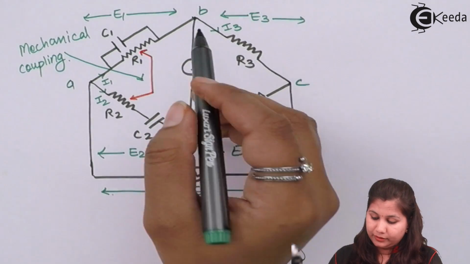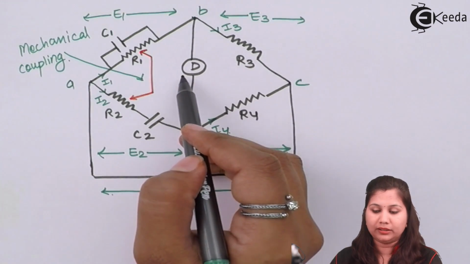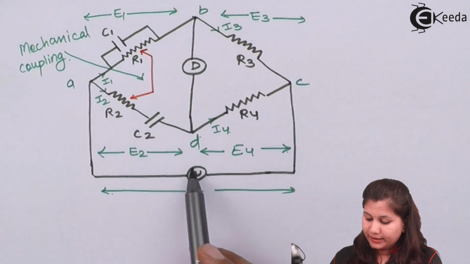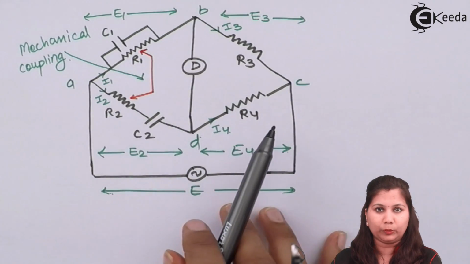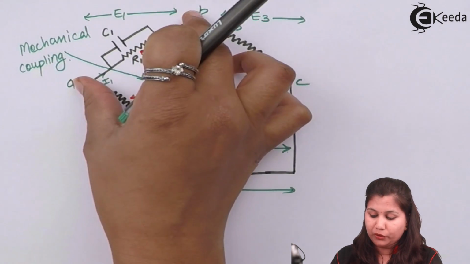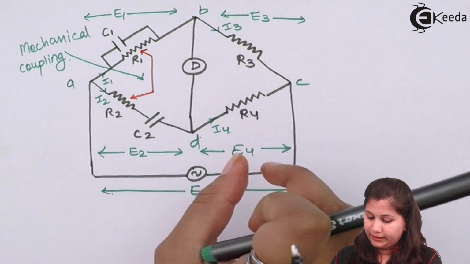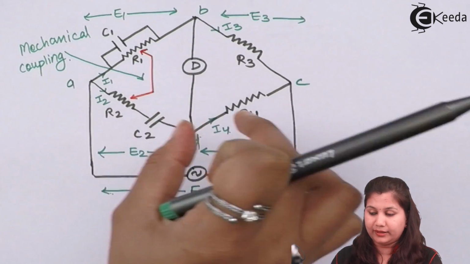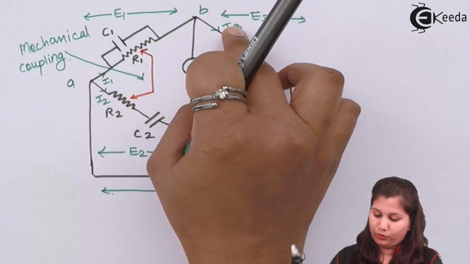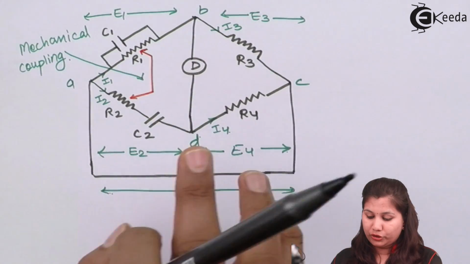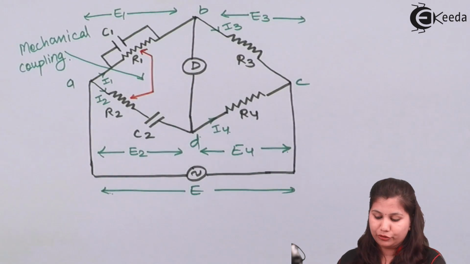At points B and D we have the detector which is used to obtain the null condition, and this is the AC voltage source which is providing the EMF E to this bridge network. Now E1 is the voltage drop across the arm AB, E3 is the voltage drop across BC, then we have E4 and E2 at the respective arms, and in these arms we have the currents I1, I2, I3 and I4. So this was the complete circuit diagram of the Weins bridge.